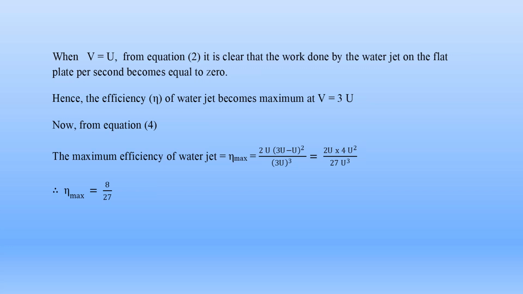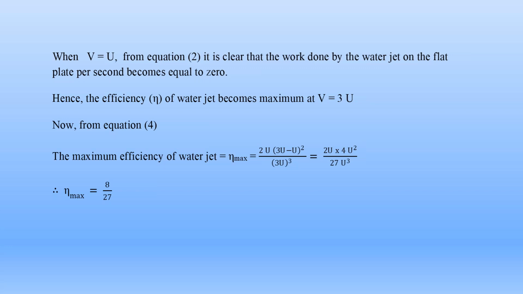Then we determine the output energy of the water jet, that is the work done by the water jet on the moving plate per second. That output energy is equal to rho A (V minus U) whole square into U. Then we determine the input energy of the water jet. Input energy is equal to the initial kinetic energy of the water jet per second when the water jet comes out from the nozzle. That input energy is equal to half rho A into V cube. Then we determine the efficiency of the water jet, output energy by input energy. We got that efficiency nu is equal to 2U into (V minus U) whole square divided by V cube, equation 4.